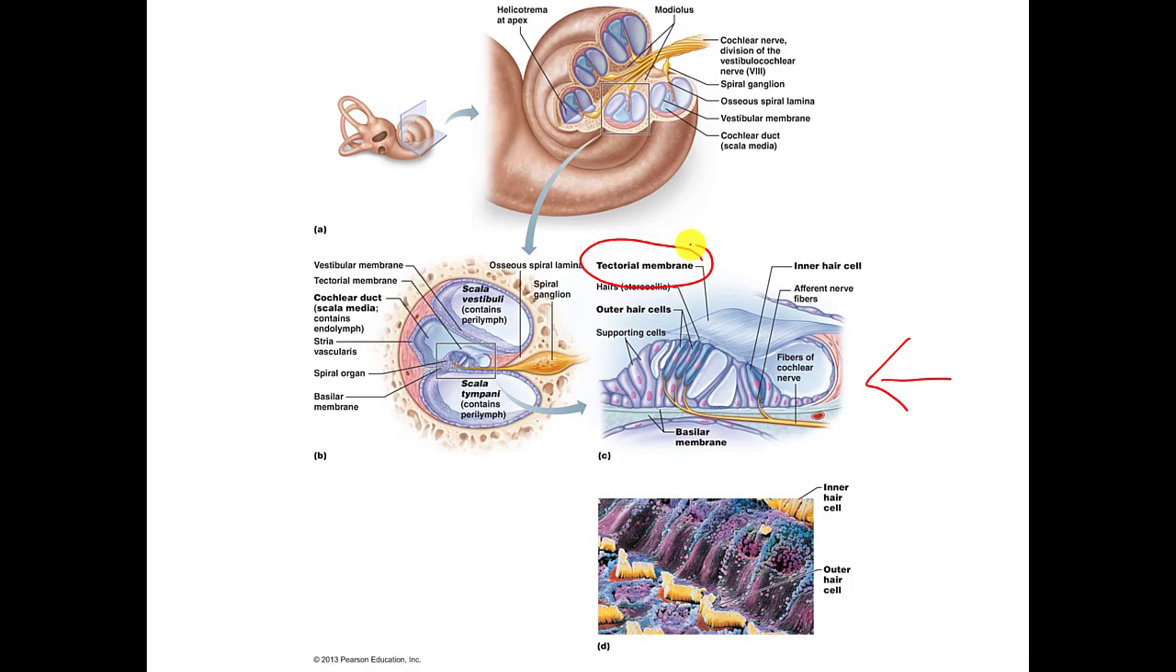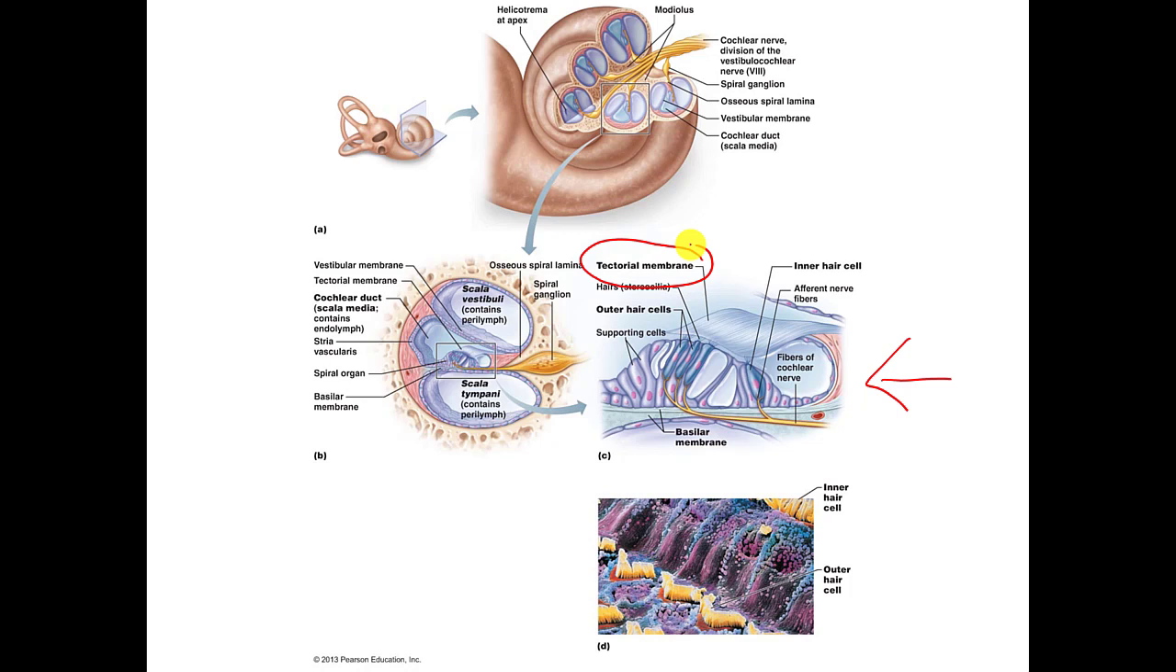So what happens is sound waves are going to come into the ear through that ear canal. They're going to hit the tympanic membrane. The tympanic membrane will vibrate. It sends those vibrations through the 3 ossicles.